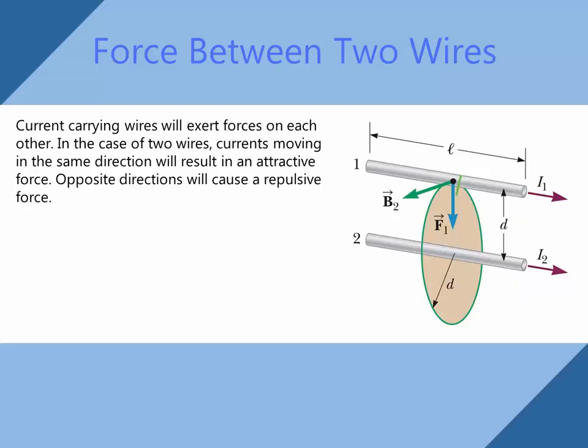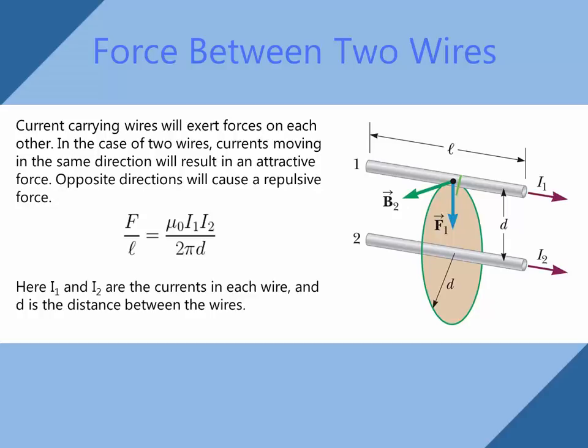Current-carrying wires will exert forces on each other. When we have two wires, if the currents moving through the wires are in the same direction, the wires will attract each other. If the currents are moving in opposite directions, the wires will repulse each other. This formula is in terms of F over L, which is a force per unit length of the wire. I1 and I2 are the currents in each wire, and D is the distance between them.